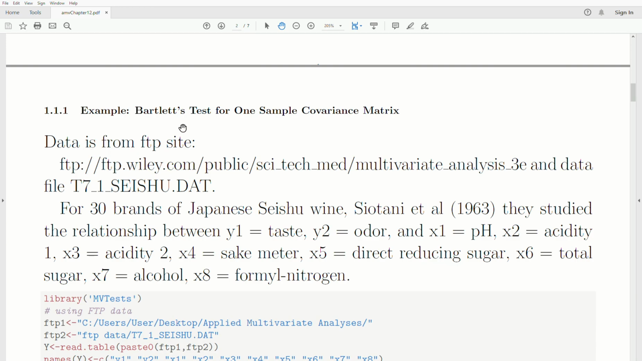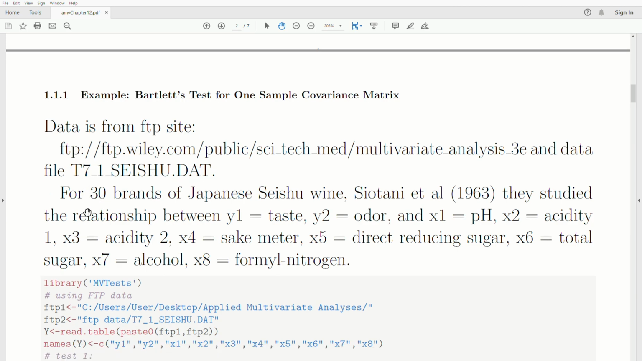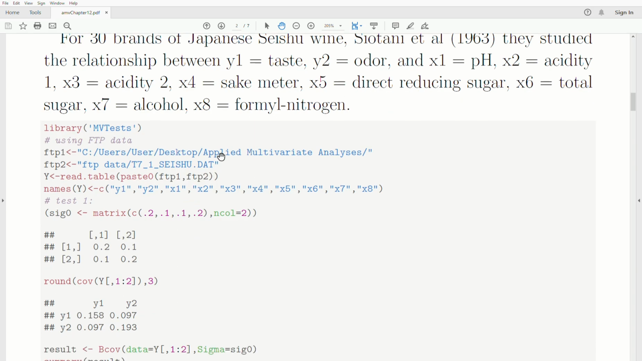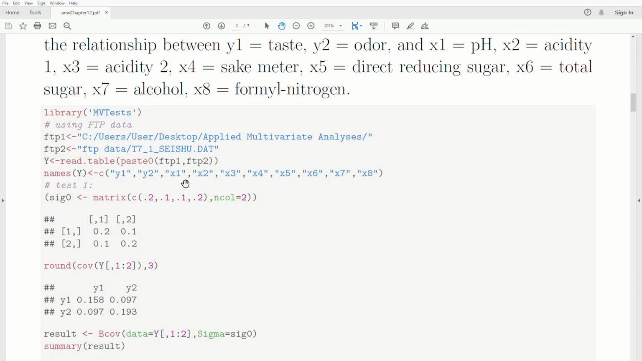Now, there's an FTP site that has quite a bit of data in it, and it's this FTP site here. And we're going to look at the T71 cis-shoot data. They're studying 30 brands of Japanese wine, and they studied the relationship between taste, odor, pH, acidity, sake meter, direct sugars, total sugars, alcohol, formol nitrogen. And we're not going to do a test on all 10 variables. We're going to look at little subsets of it.